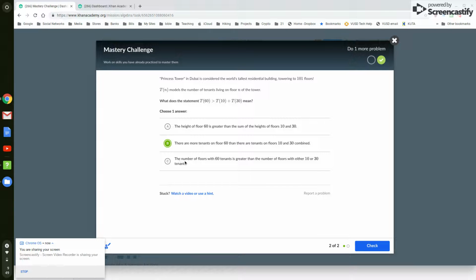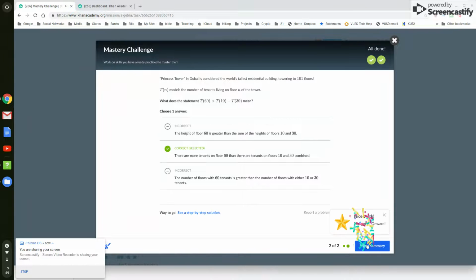Let's read the other option just to make sure. The number of floors with 60 tenants is greater. No, that's not what the n is. The n is the floor number, not the number of tenants. So we can guess that answer B is the most likely.